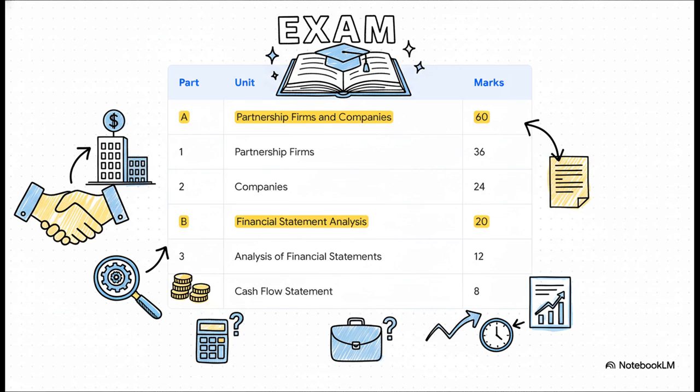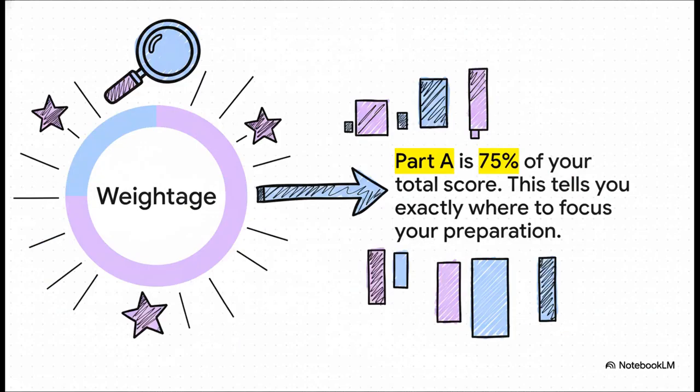You've got Part A, which covers partnership firms and companies, and look at that, it's worth a massive 60 marks. Just partnerships alone make up 36 of those. Then you have Part B, financial statement analysis, which makes up the other 20 marks. Let me put that in perspective for you. Part A is 75% of your total score. That's 3/4 of the entire exam. This is such a huge insight because it tells you exactly where the core of your prep needs to be. Yeah, Part B is important, but absolutely mastering Part A is, well, it's non-negotiable.